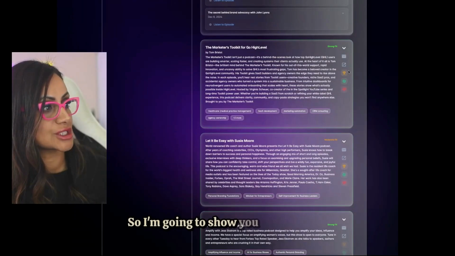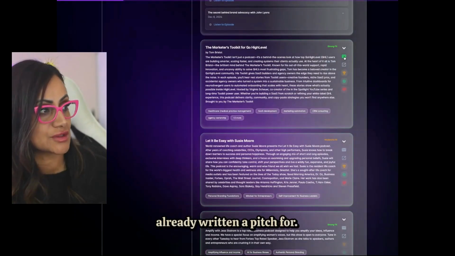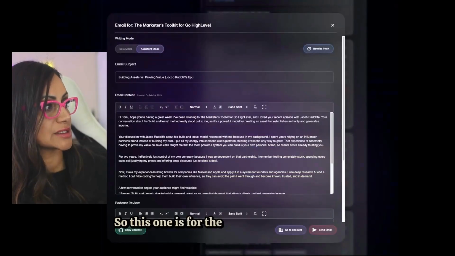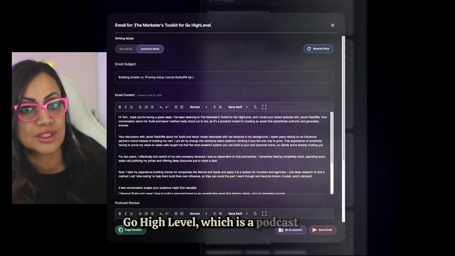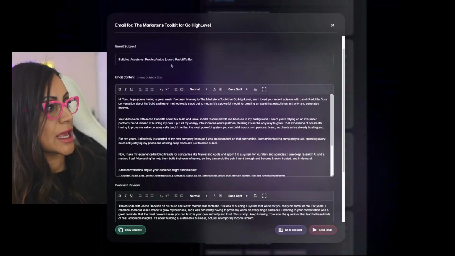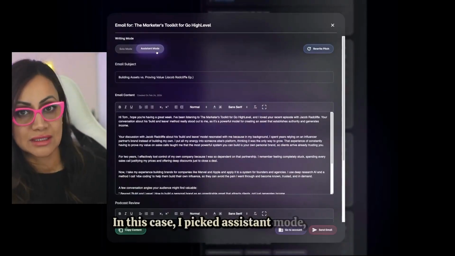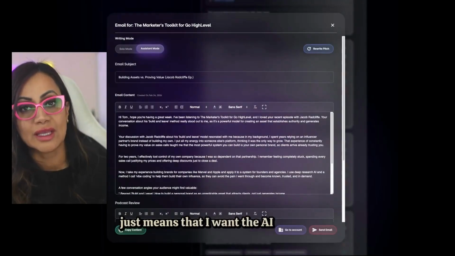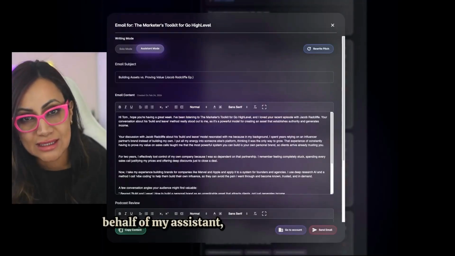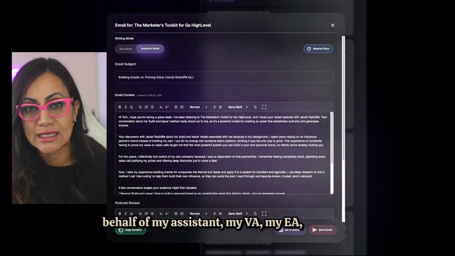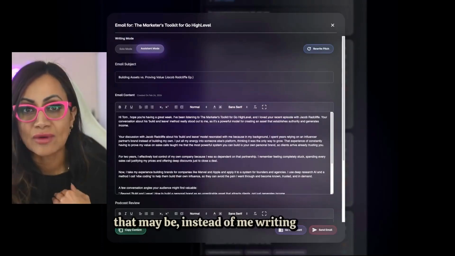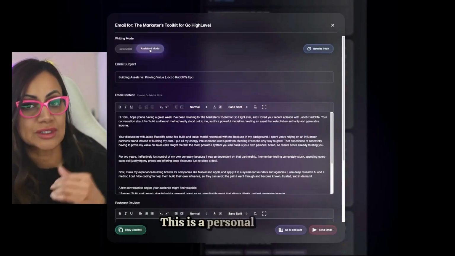So I'm going to show you one that I've already written a pitch for. This one is for the Marketer's Toolkit for Go High Level, which is a podcast in my industry. And I can pick solo mode or assistant mode. In this case, I picked assistant mode, which just means that I want the AI to write on behalf of my assistant, my VA, my EA, whoever that may be, instead of me writing directly and representing myself. This is a personal choice.